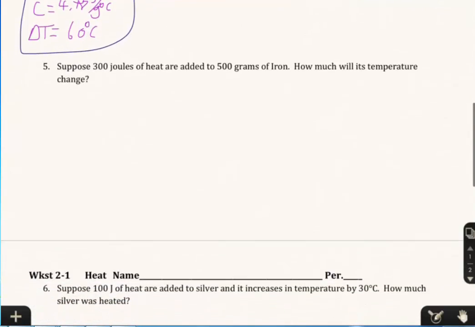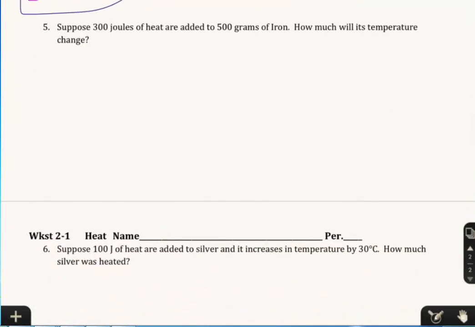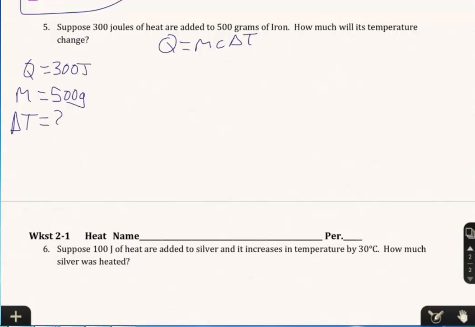Okay? Number 5 here. Suppose 300 joules of heat are added to 500 grams of iron. How much will its temperature change? So this is a little bit different, but it's still a Q equals mc delta T problem. Okay? You just got to get your variables identified. So Q, it says 300 joules of heat. Well, there I know. I've got my heat, 300, are added to 500 grams of iron. Oh good, there's a mass, 500 grams. How much will its temperature change? Delta T is what I want to know, and iron tells me that its C is 0.449. Okay, I got to go to the table in the book to get that.